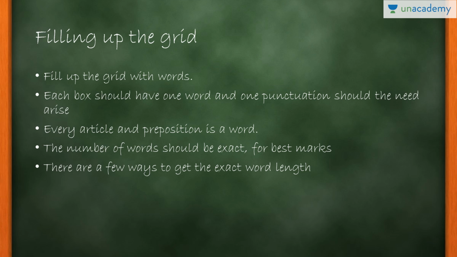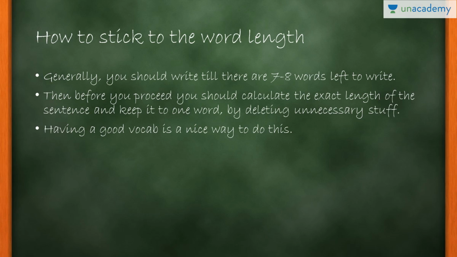Now, the number of words, again, plus minus 1 is allowed. Obviously 59 to 61 is allowed if 60 is the length. However, since you're drawing a grid, it looks better if you do exactly 60 words. That way you have a high chance of scoring almost full marks. And the question obviously comes up: how do you get the exact word length? There is a little trick for that. What you should do is keep writing the Precis till there are like 7 to 8 words remaining in the grid or in the table, whatever you have made.